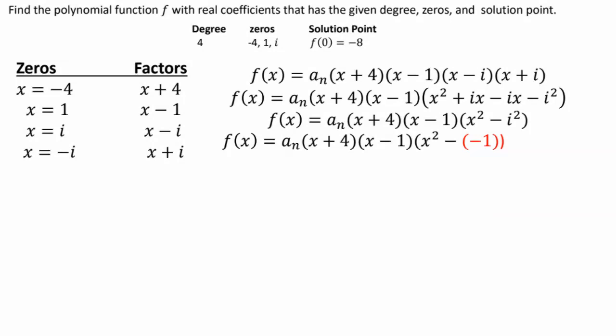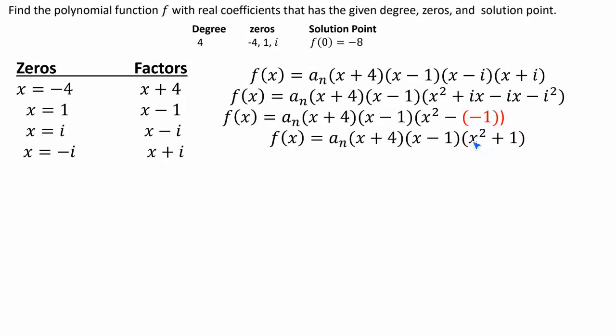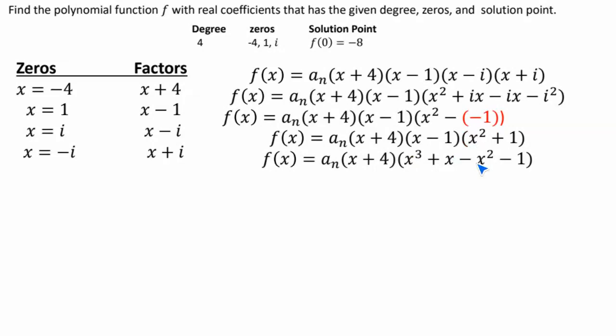And let's just simplify a little bit. So I get negative, negative is a +1. So now I just need to keep multiplying. So I get x times x squared is x cubed. X times 1 is x. -1 times x squared is -x squared. And -1 times 1, -1.